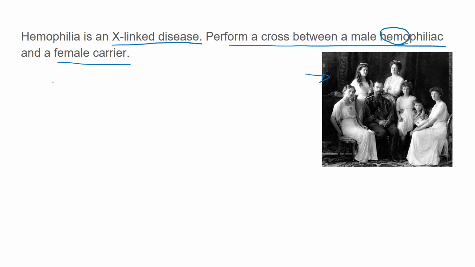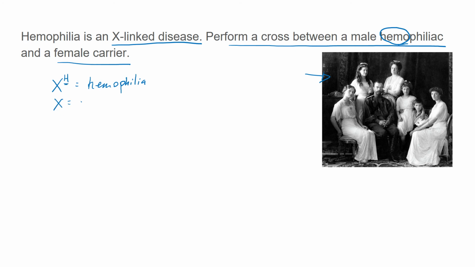So how do we do this? Well, X^H is going to be hemophilia, okay? How did I establish this? Well, we know that it's an X-linked disease, so it sits on the X, and then when it's sick, we put a little H there.